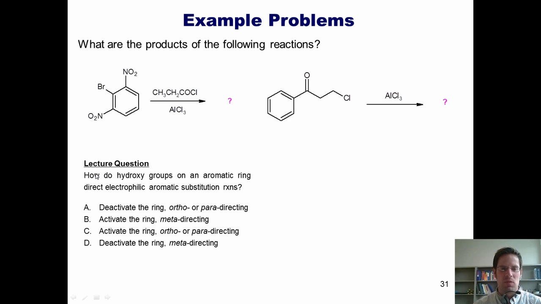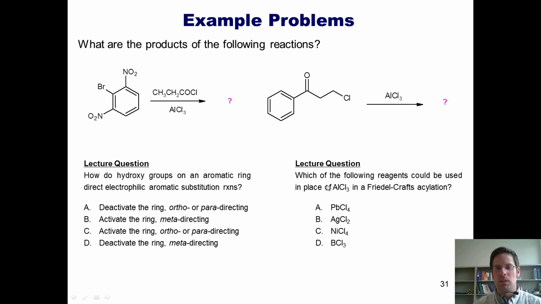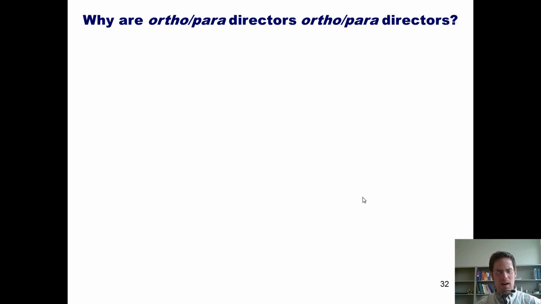And down here are some general concept questions. How do hydroxy groups direct electrophilic aromatic substitutions? And which of the following reagents could be used instead of AlCl3 in Friedel-Crafts acylation? I'll let you see if you can figure this out on your own. So why are ortho-para directors ortho-para directors?